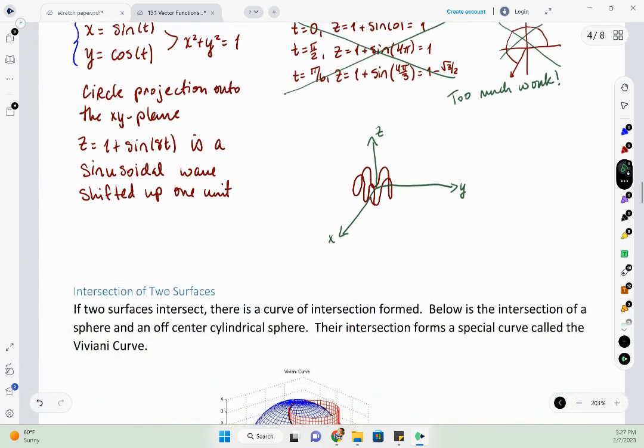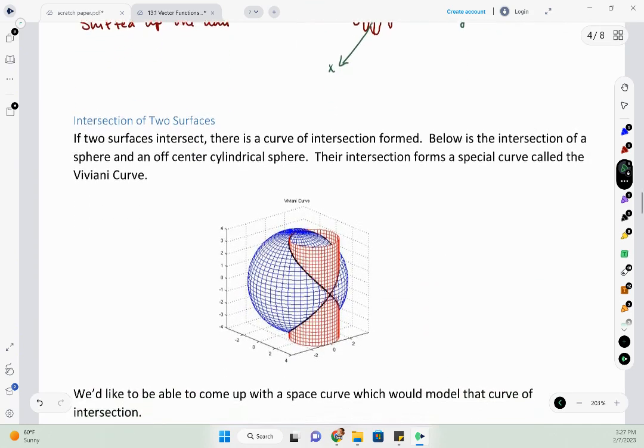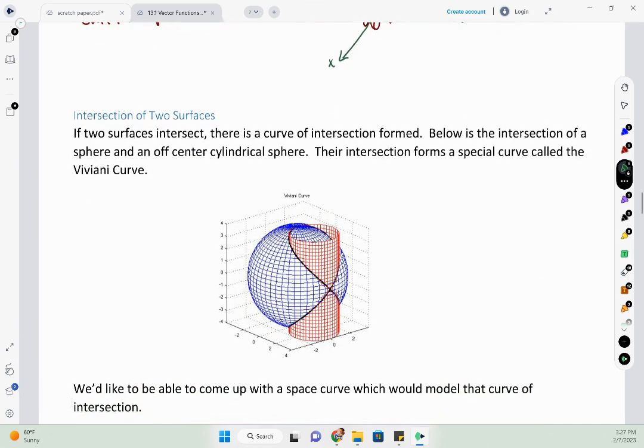The next topic is the intersection of two surfaces. In this particular picture, this is called the Viviani curve. What it is, is a regular old sphere that has a cylinder cutting through it, but not in the center. So it's not like the core of an apple that's being taken out by an apple corer. It's like the core off to the side. So it's just getting a weird shape.